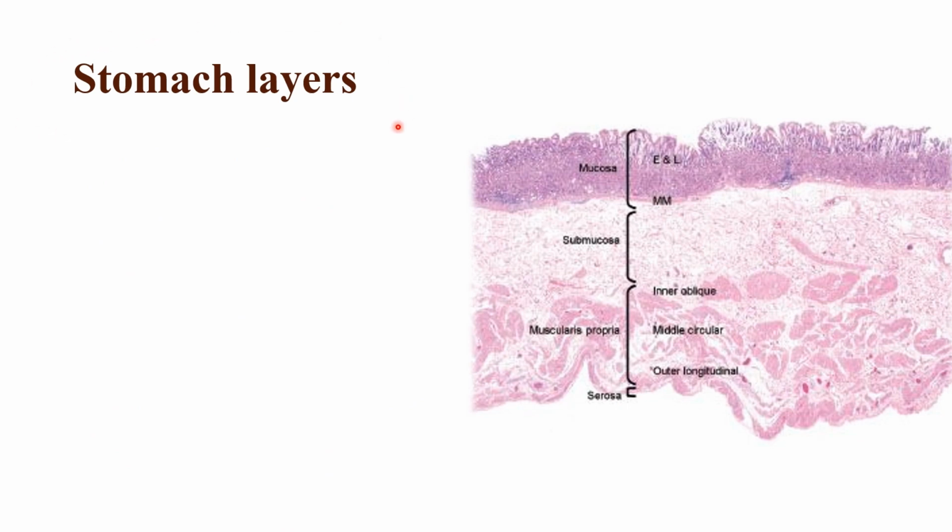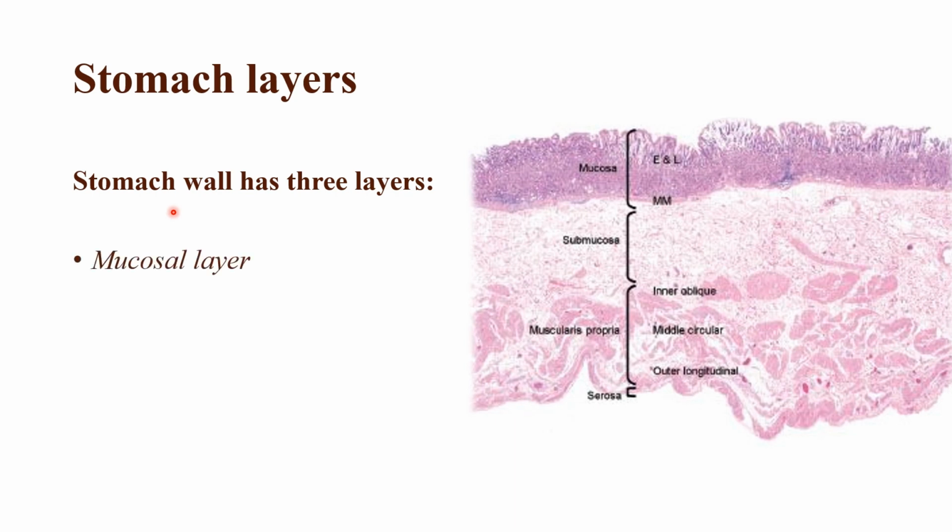Discuss the layers in the stomach. This is a histological picture of how it looks. Now you can see a bit more of them, but the main layers of the wall are three if we don't go into the histological structures. So we have the mucosal layer, we have the muscular layer, and the serosa or the peritoneum.